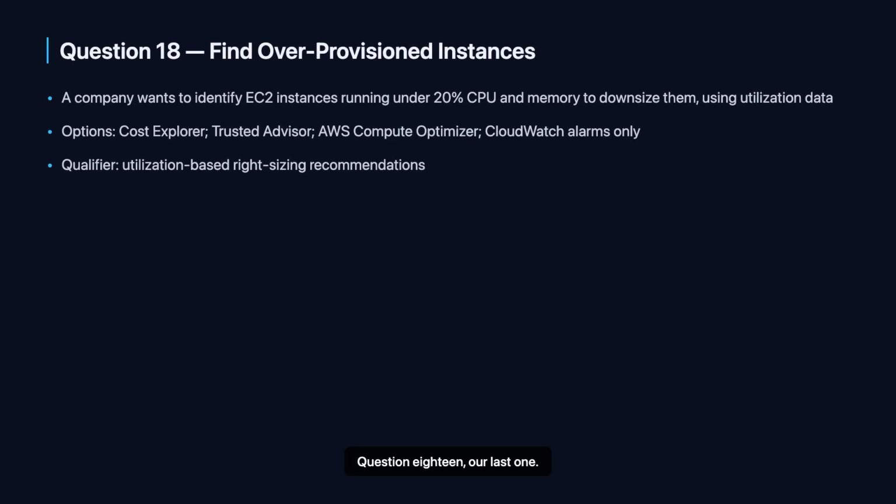Question 18. Our last one. A company wants to identify EC2 instances running under 20% CPU and memory so they can downsize them, and they want this driven by actual utilization data. The options are Cost Explorer, Trusted Advisor, Amazon Web Services Compute Optimizer, or CloudWatch Alarms alone. The qualifier is utilization-based right-sizing recommendations.